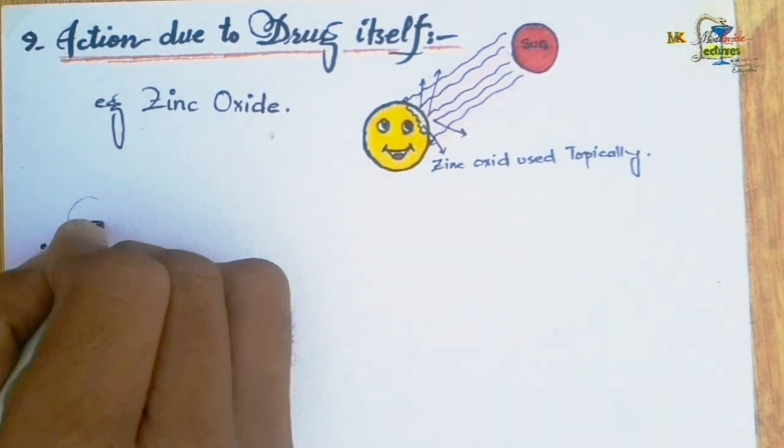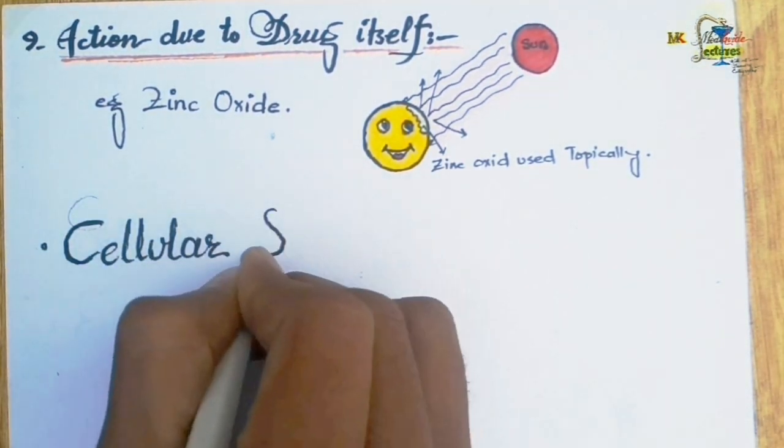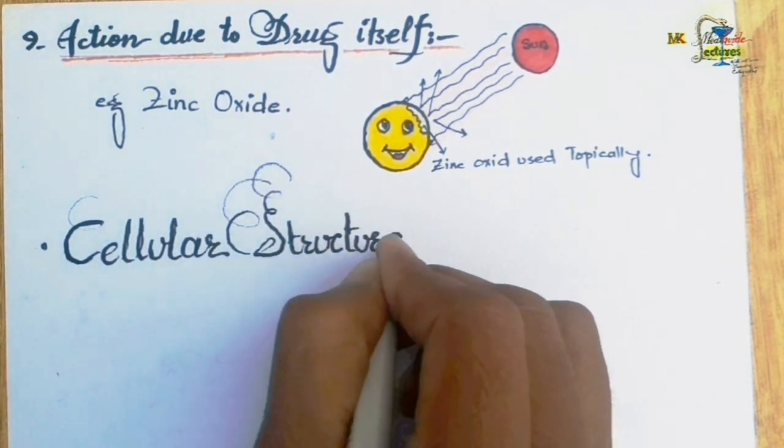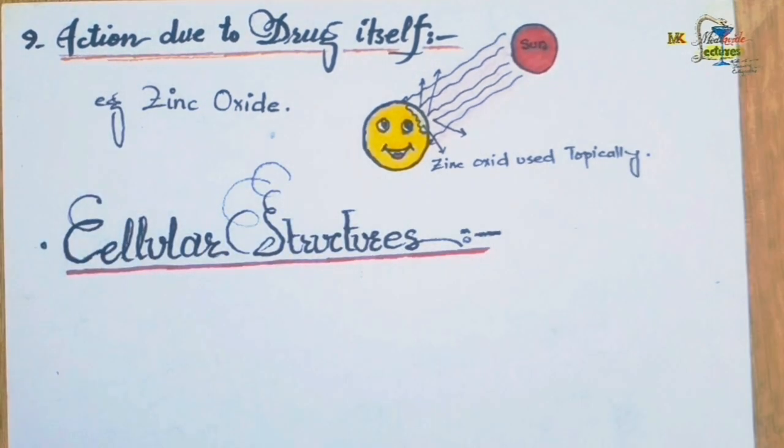And with this, let's move to the second part of our lecture, which is the actions mediated by drugs binding to cellular structures or components. In this mechanism, drugs show their effect by binding to macromolecules or organelles inside the cells of our body. These components include enzymes, transporters, and/or receptors to which the drug binds to ensure its effect.